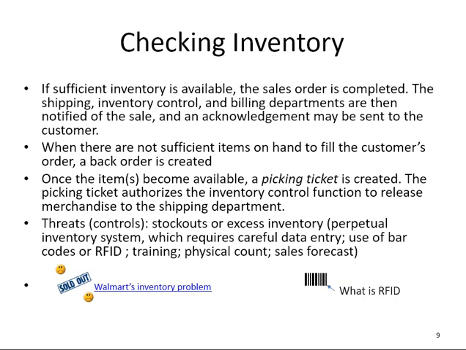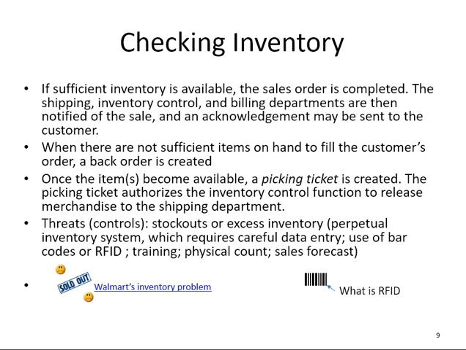All right, next step is checking inventory availability. If sufficient inventory is available, we can complete the sale. Then the sales order is completed and the shipping, inventory control, and billing departments will be notified of the sale. And also an acknowledgement will be sent to the customer. Very likely an email saying your order has been confirmed.